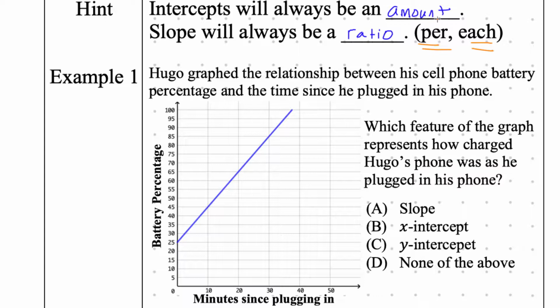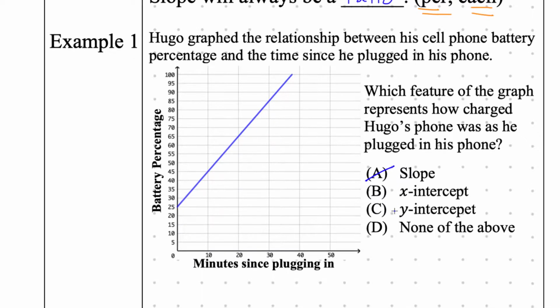Do you see the keywords per or each when I read this problem? No, you did not see that, because you were asked which represents how charged his phone was. How charged is an amount. What percent was he at? So if you're at an amount, you have immediately limited it to not slope. It still could be none of the above, but it's definitely not slope.